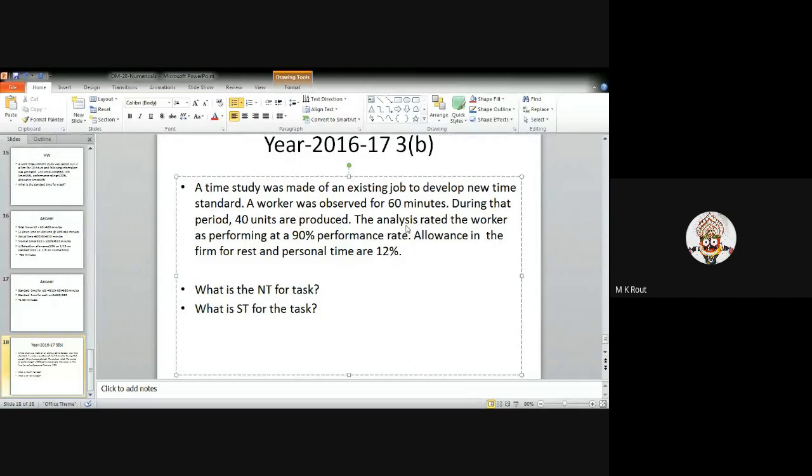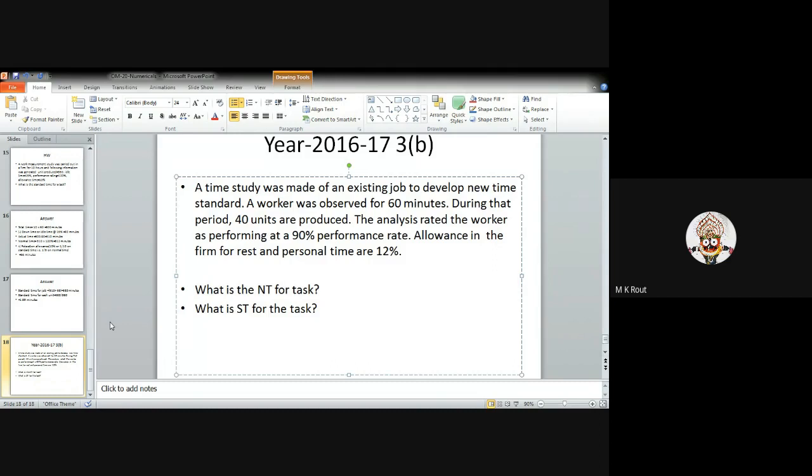Saurabh, it is written in the problem statement that the analysis stated the worker is performing at 90%. The task is done by only one worker, that is 60 minutes. This is the frequency, and the frequency rating is given as 90%. Is it clear? The total rate would be 60 and the rating is 90%. That's why 90 by 60. Is it clear? Yes, sir.